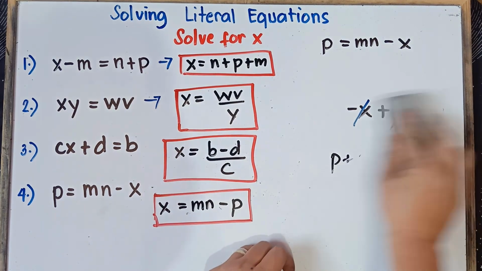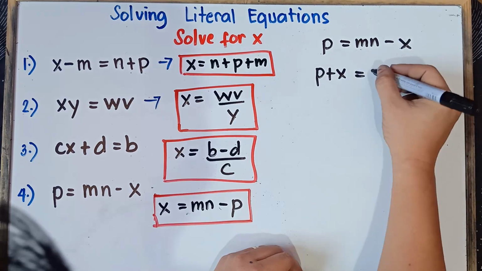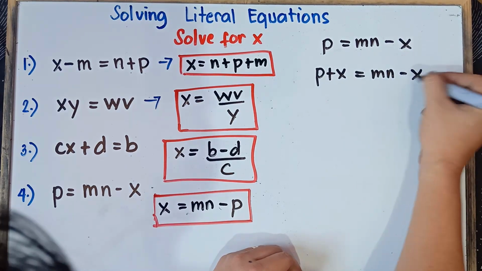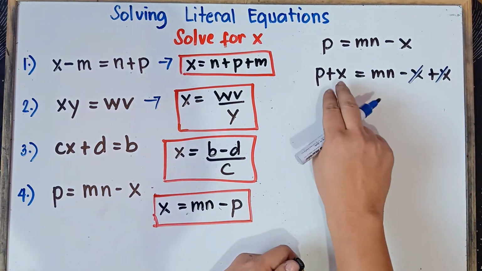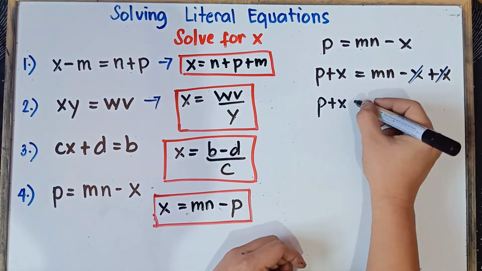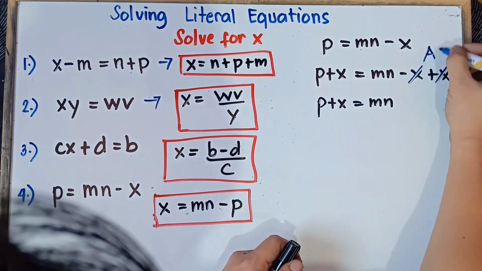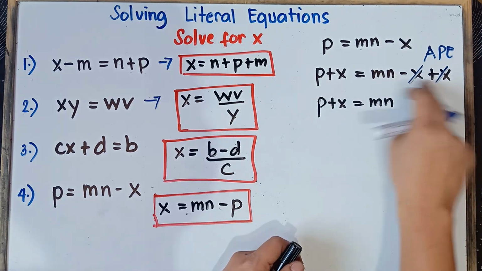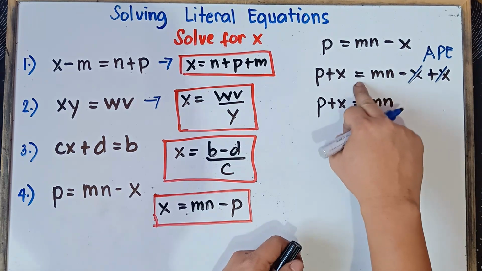Therefore, we add both sides by x. So this will be P plus x equals Mn minus x plus x. You can cancel this out, and we have x on the left side. So this will be P plus x equals Mn. We apply the addition property of equality. We add both sides by x so that we have x on the left side of the equal sign.